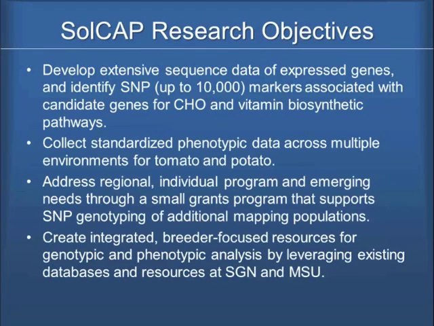So just as a reiteration, this is what we said the SolCAP objectives were a few years ago. We wanted to make up to 10,000 markers and associate these markers with our carbohydrate genes, which are important in the processing industry. We've been able to make a SNP chip. There's 8,300 SNPs on there. So I think we're in that range.